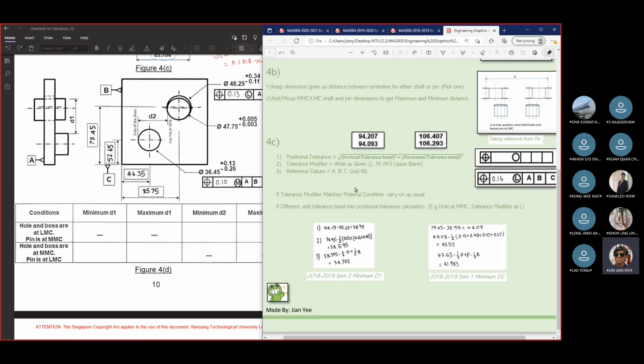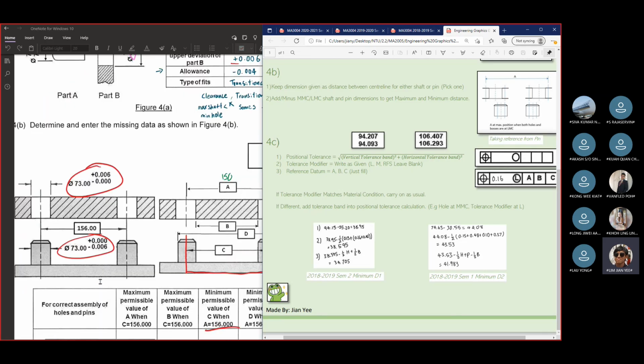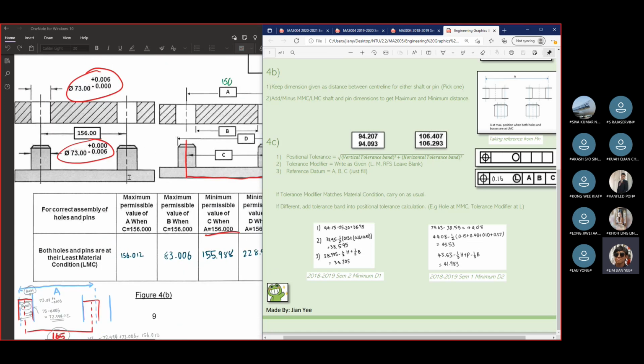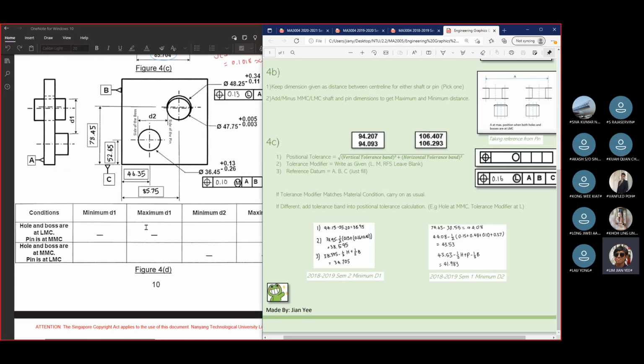Okay, in this case, D1. What is D1? D1 is here. So minimum D1. If you remember from last week, we did the shaft thing. What we want to do is shift things around, but within acceptable tolerances.